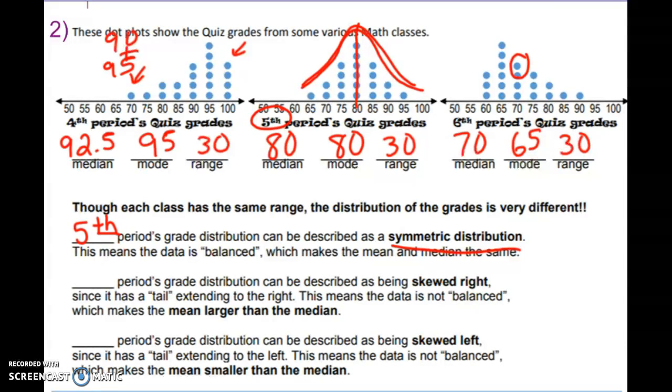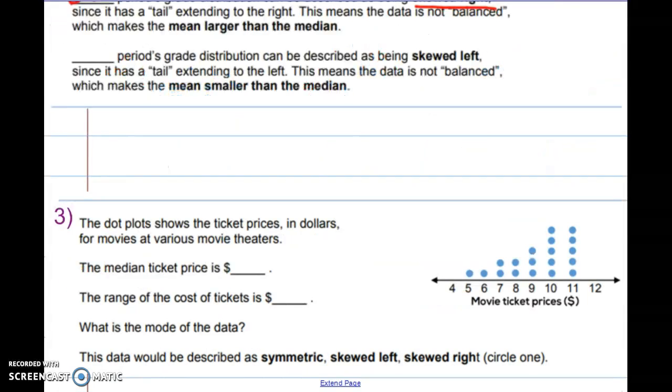Okay, for this one, you should have said that 6th period is a graph that is skewed to the right. So let's go look at that one. Remember yesterday we talked about if you draw a line here, up and over, you're going to look for the tail. This is the tail, and it is on the right. So that means the data is skewed or not balanced. The tail extends to the right. That means the mean is larger than the median.